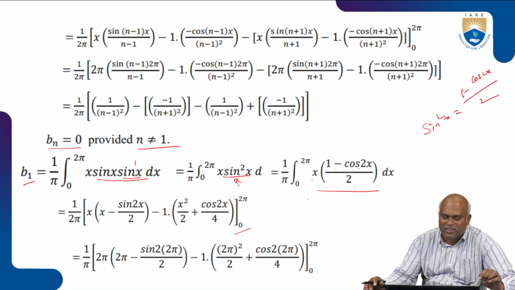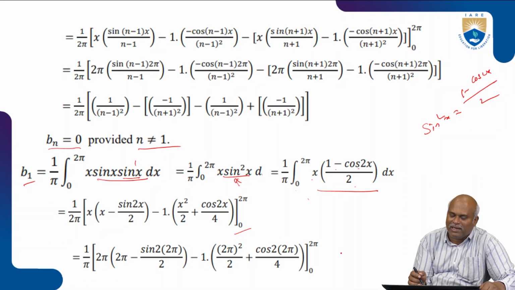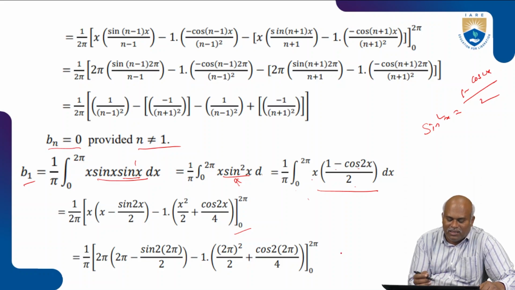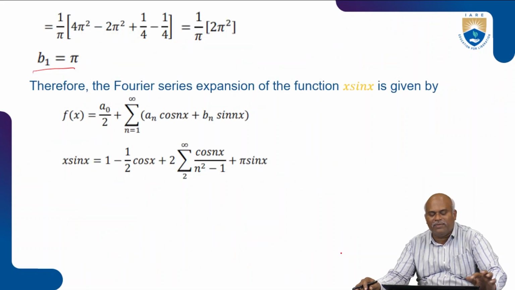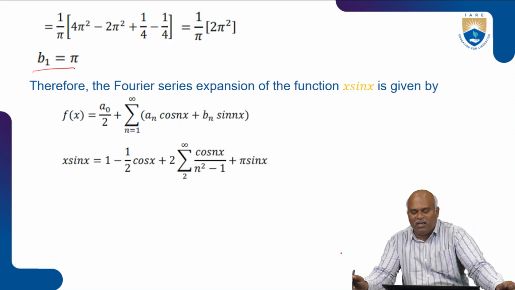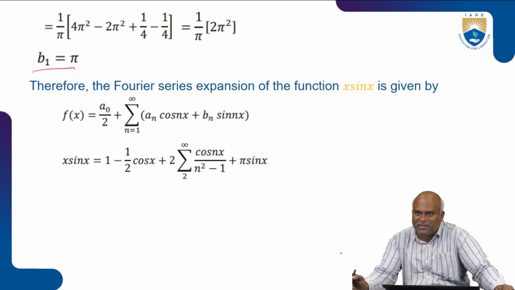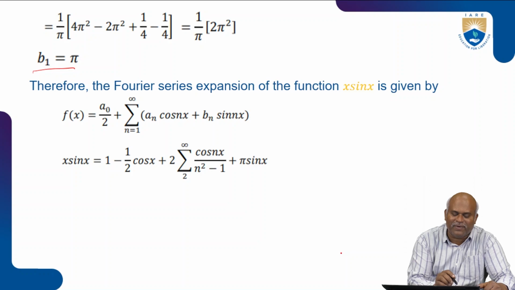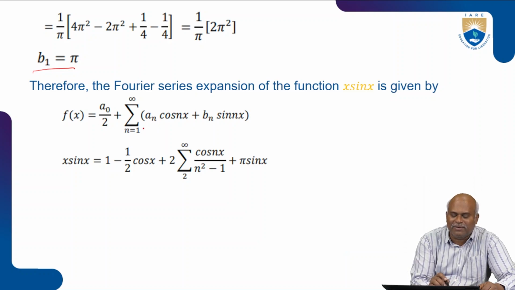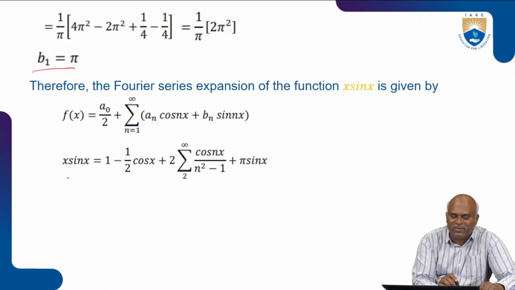For b1, we substitute n equal to 1 in f of x, integrate, and apply the interval of 0 to 2 pi. Finally, we got b1 equal to 5. Okay. Therefore, the Fourier series expansion of the function x sin x is given by f of x equal to a0 by 2 plus the summation from n equal to 1 to infinity of an cos nx plus bn sin nx. So, f of x equal to x sin x.